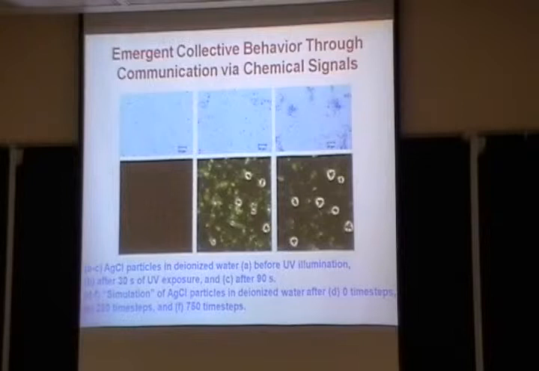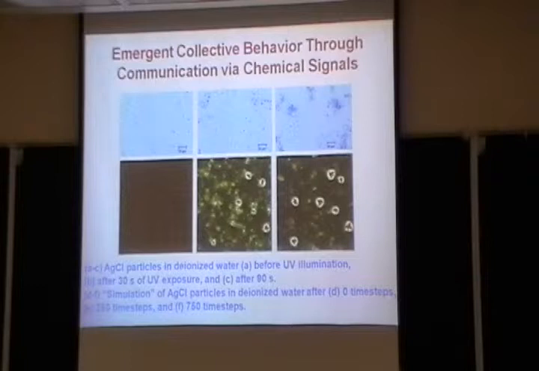And this is supposed to be a simulation of this. Put it in quotes, and I'll explain why. This is just a computer simulation. Here are the particles, and white and green are the gradients formed. White is higher gradient, green is lower gradient. And over time, you can see these particles come together. I call this quote-unquote simulation. This is not a simulation of this. This is a simulation for slime molds.